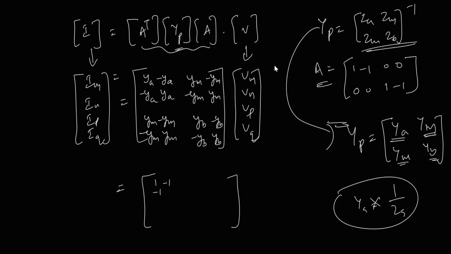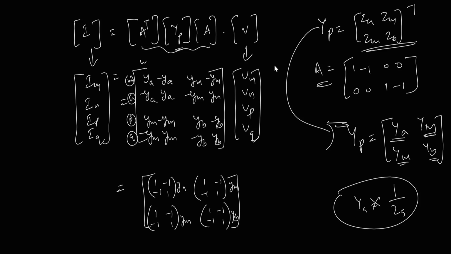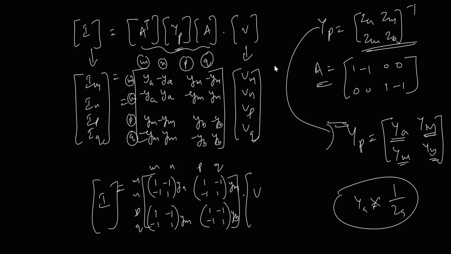Or otherwise you can remember it like this: 1 minus 1 minus 1 1 into Ya, 1 minus 1 minus 1 1 into Ym, 1 minus 1 minus 1 1 into Ym, and 1 minus 1 minus 1 1 into Yb. These are the M, N, P, Q nodes, similarly here M, N, P, Q. So this is the I vector and this is the V vector.